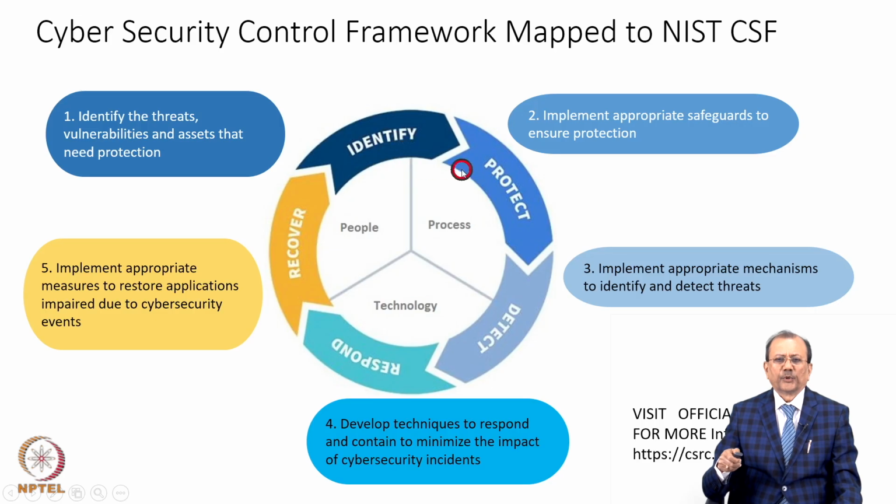Identify the risk, protect from the attack, detect what kind of attack is happening, and then respond accordingly with the help of technology or whatever and processes. And then if some damage has happened, then you should recover from that damage. So this is the 5-layer architecture which NIST has recommended, and we need to implement that.